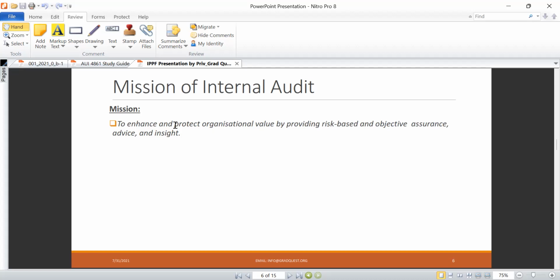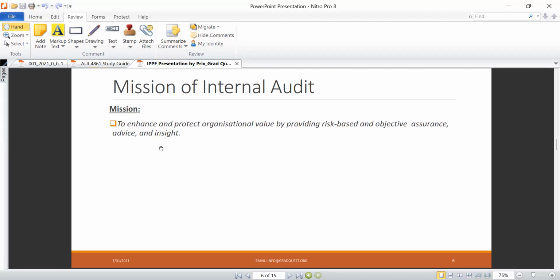The mission is simply to say, what is our core purpose as internal auditors? What is it that we intend to achieve through our service offering to our clients? So this is what we intend to achieve: enhancing and protecting organizational value. How do we do this? By providing risk-based, objective assurance, advice, and insight. Notice there's assurance, advice, and then of course insight.